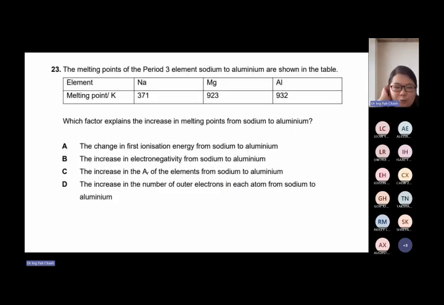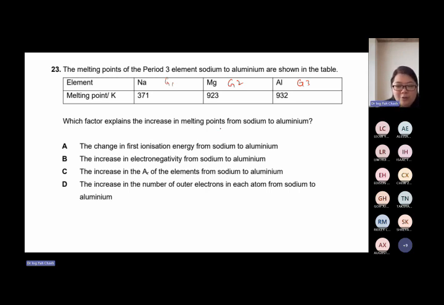Question 23. You're given 3 metals. They are side by side in period 3. Sodium in group 1, magnesium group 2, and this one group 3. You're given the melting point. Then which factor explains the increase in melting point? So they only want you to explain why the melting points are increasing.